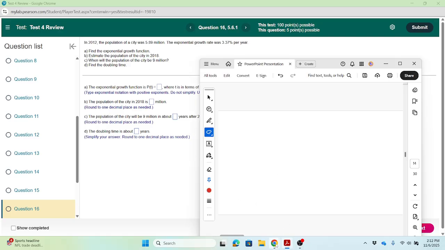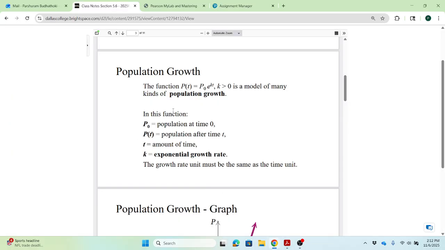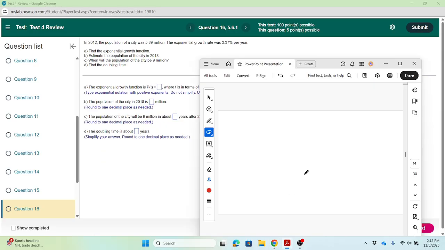The formula is P of t equals P0 e to the power kt. So this is the formula we're going to use. The formula for the population, P of t, is P of 0 e to the power k times t.